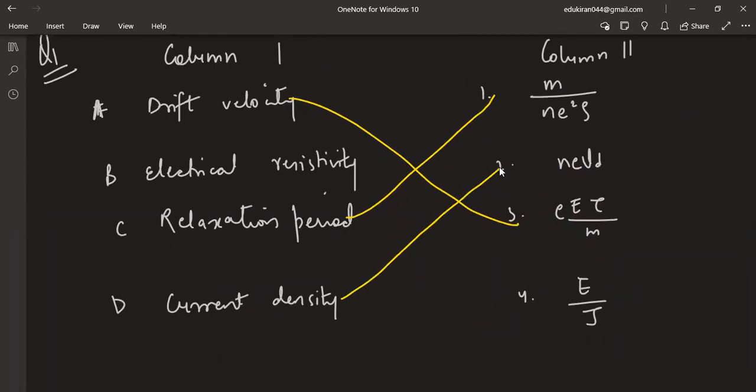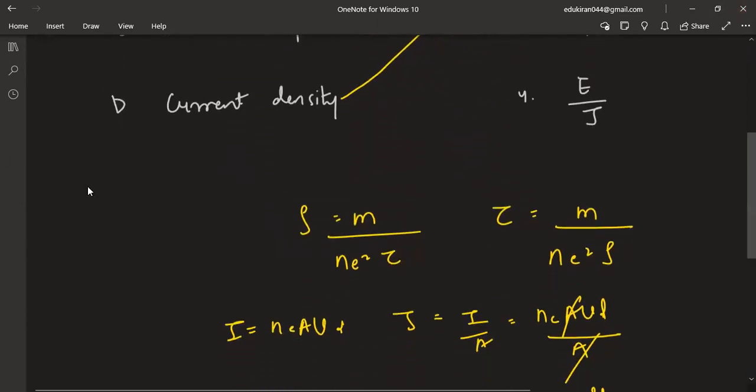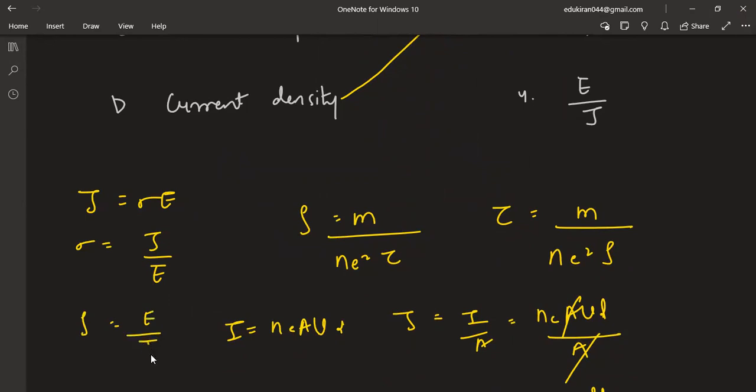So current density will become n e v_d. Now electrical resistivity: I have told you the microscopic form of Ohm's law, J equals sigma E. So sigma is J by E, so resistivity will become E by J. That's how.